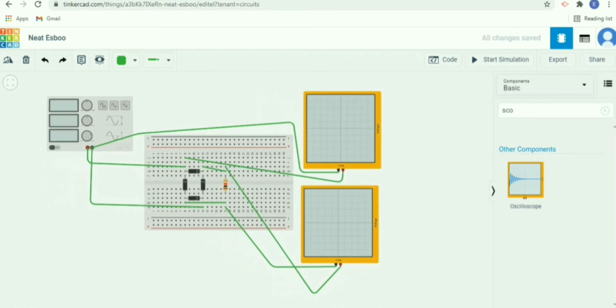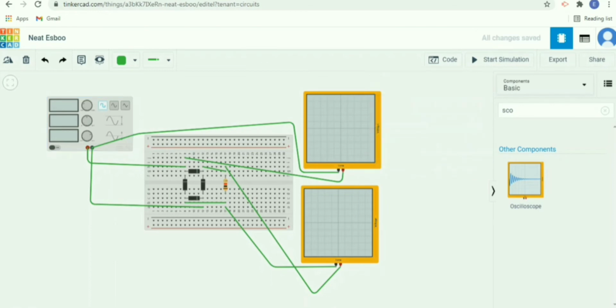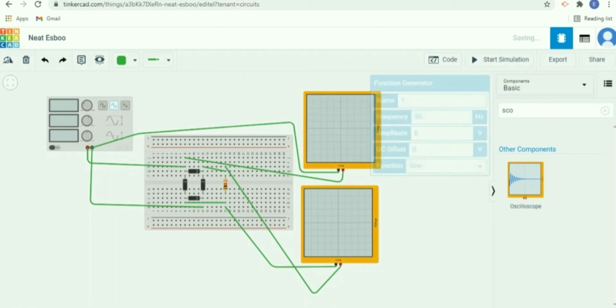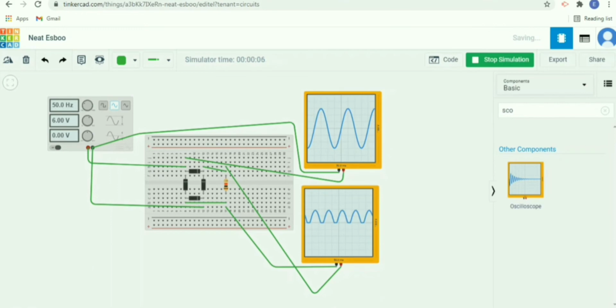Here all connections are completed. Now start the simulation. Select the 50 Hz frequency, DC offset equal to 0, amplitude 6 volt, and function is sine wave. Select the proper time per division for both oscilloscopes and see the waveform.